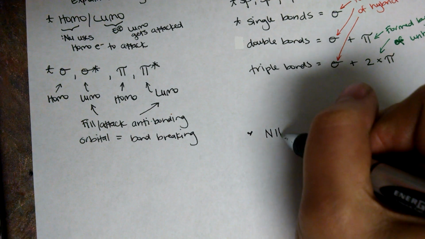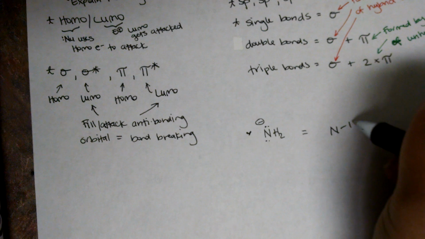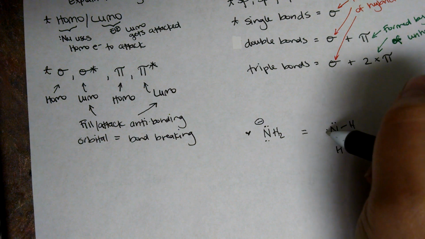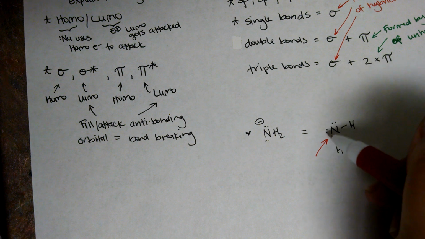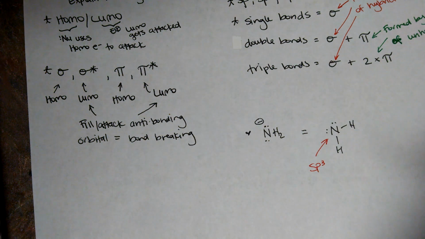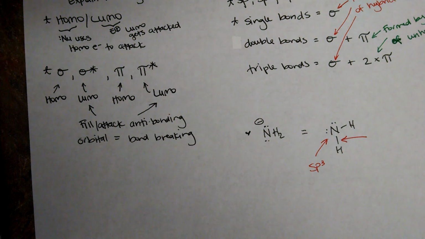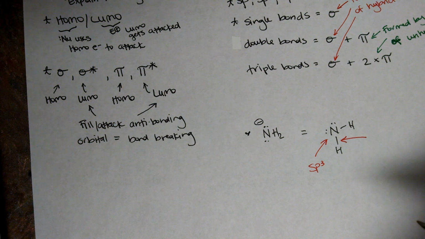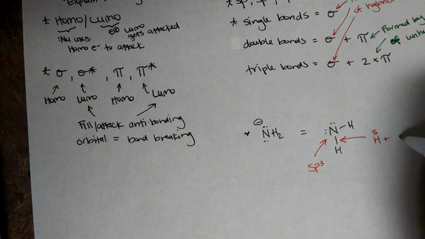So how about NH2 minus? This guy looks like this. What is the hybridization of the nitrogen? He's got 4 groups. Each lone pair counts as a group. So 1, 2, 3, 4. He is sp3 hybridized. And so this bond here, how is it made? It's made from the overlap of hybridized orbitals. In this case, the hydrogen's s orbital plus the nitrogen's sp3 orbital form the sigma.